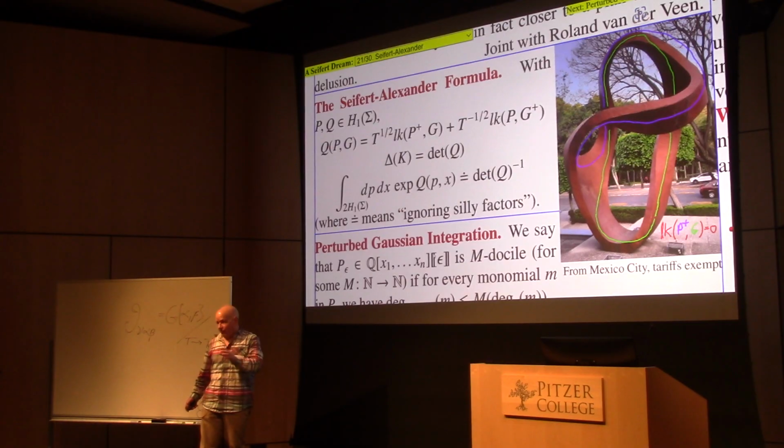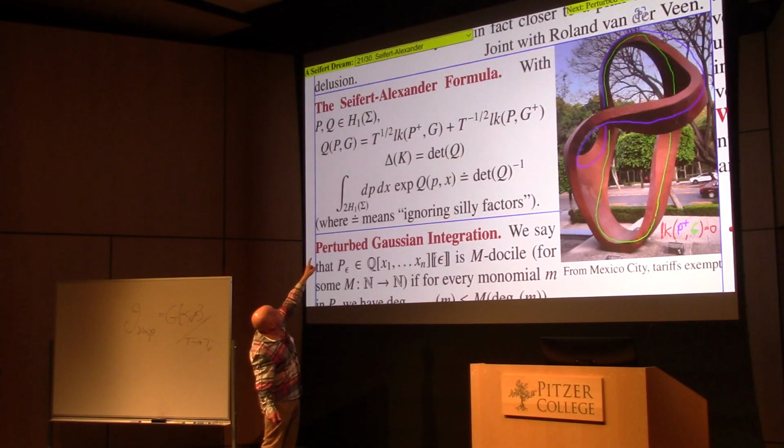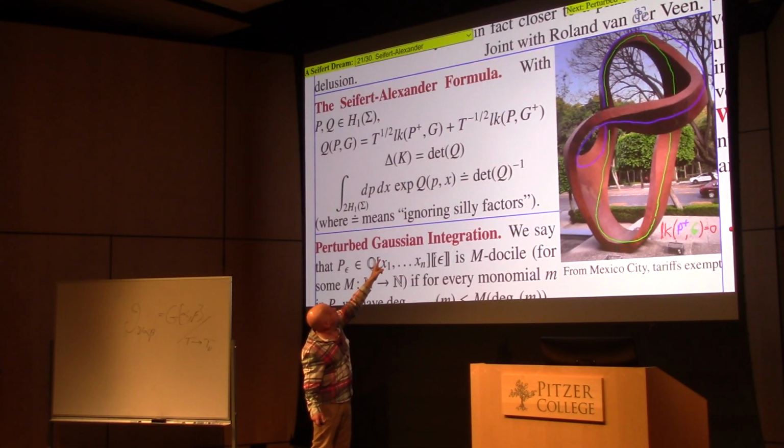Anyway, the Seifert formula for the Alexander polynomial is the following. First of all, you define a quadratic form Q defined on two classes, P and G, where P and G are in H1, by T to the 1/2 the linking of P plus with G, plus T to the minus 1/2, oh, did I blunder again and it's minus? It's minus.